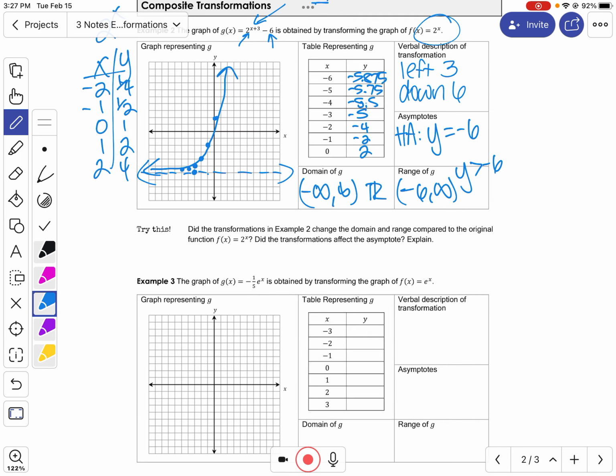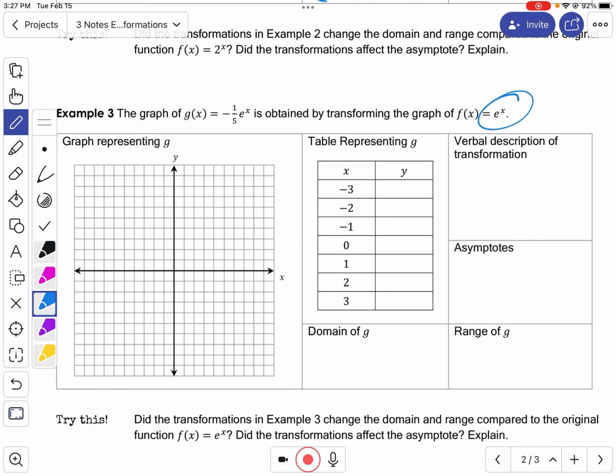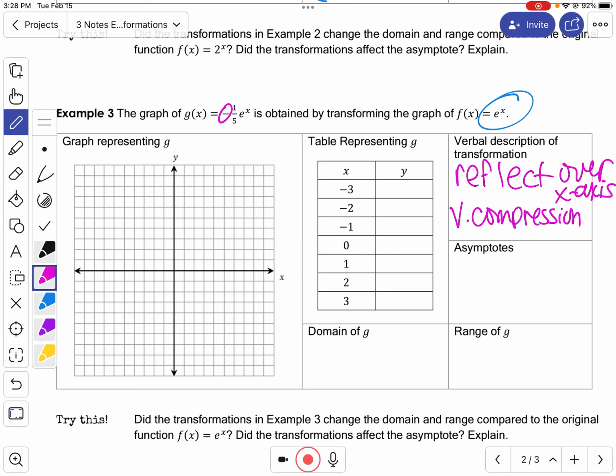Okay, now let's move on to the next one. So notice this one, our base is e, so our parent function that we're starting with is e to the x. So starting out, I'm going to go ahead and write my transformations. Notice there's a negative, so that will be a reflection over the x-axis. And then the 1/5, it's on the outside, so that's going to be a vertical compression. And then notice nothing changed with our exponent, and then nothing was added or subtracted afterwards.